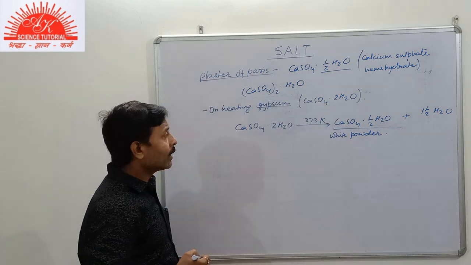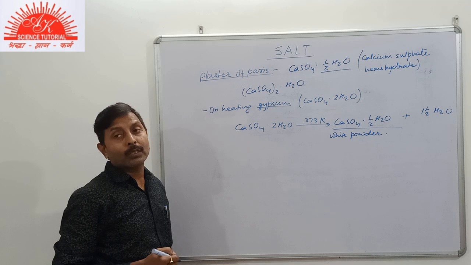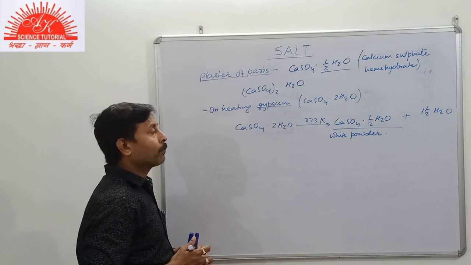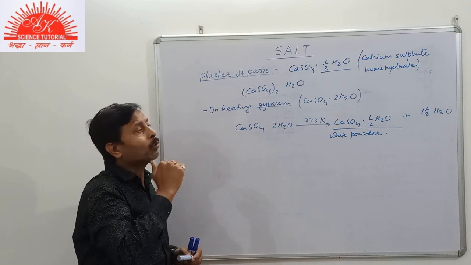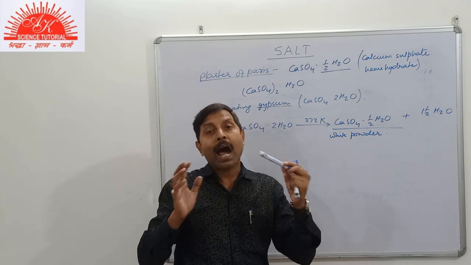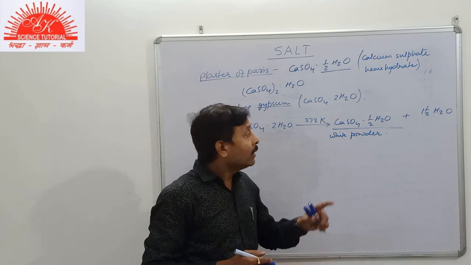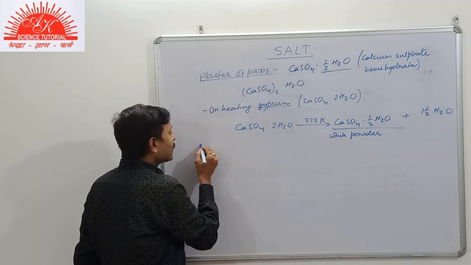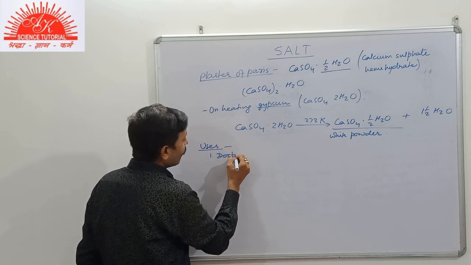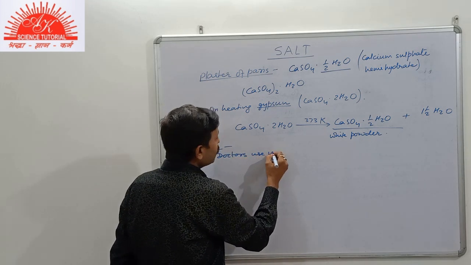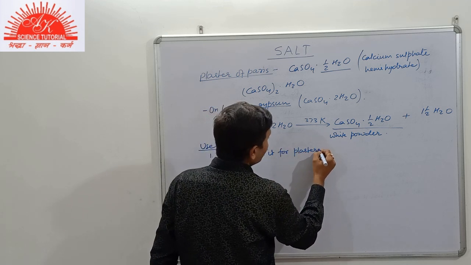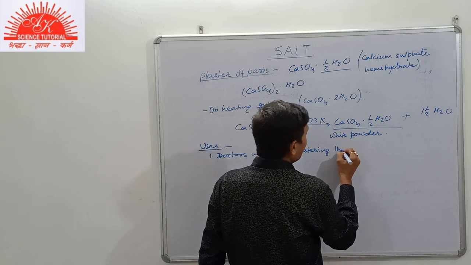Gypsum is used in the cement industry. Plaster of Paris is white powder. Now, when this plaster of Paris is mixed with water, then on drying it again becomes hard. Now, this fine powder finds many uses. First, doctors use it for plastering broken bones.